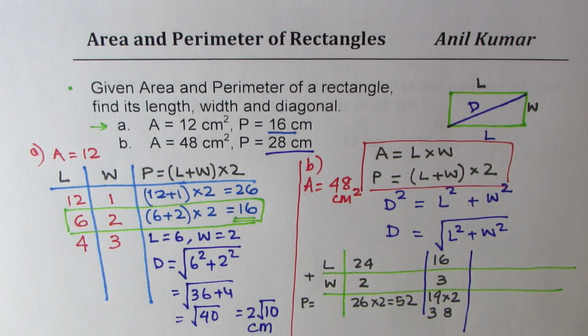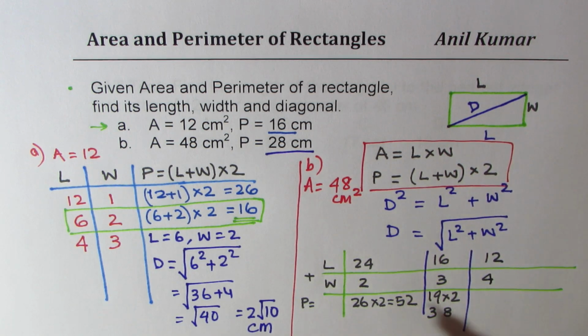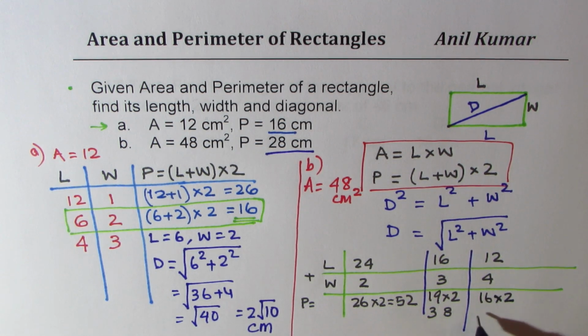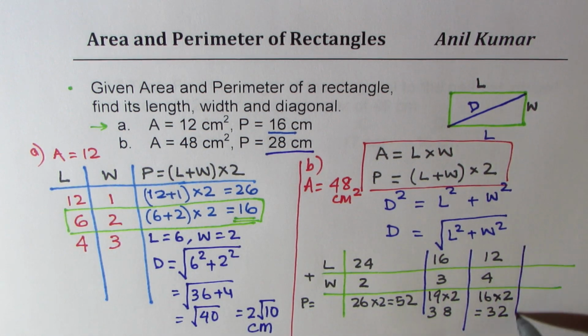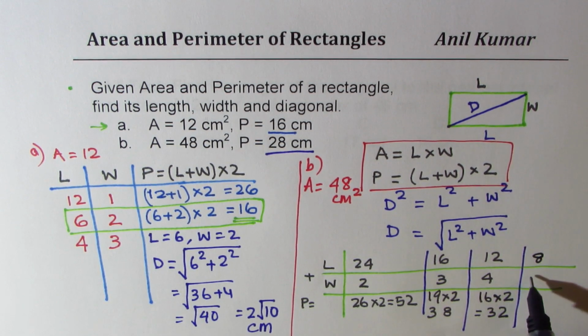So let's try some other value. Let us say 12 and 4. 12 times 4 gives you 48. How do we get perimeter? Add, you get 16 and then multiply by 2. So when you multiply by 2, you get 32. So that also doesn't work for you. So let's try some other value. The other value could be, what else? 6 times 8 is 48. So let's try 8 and 6.